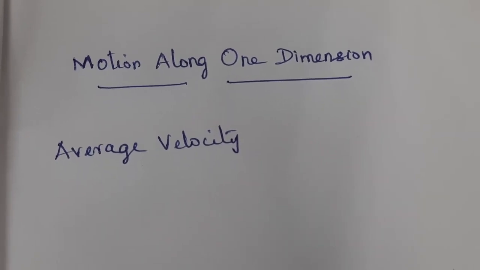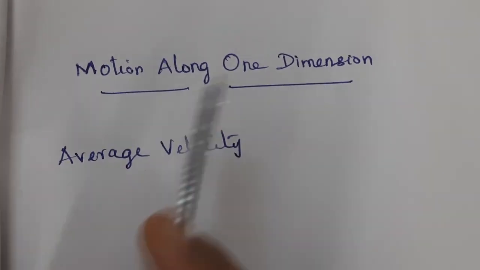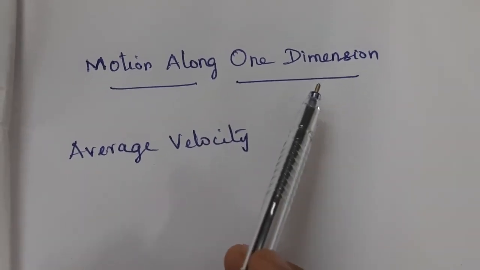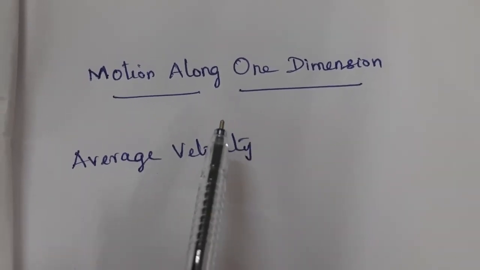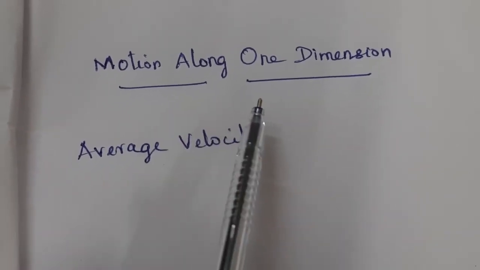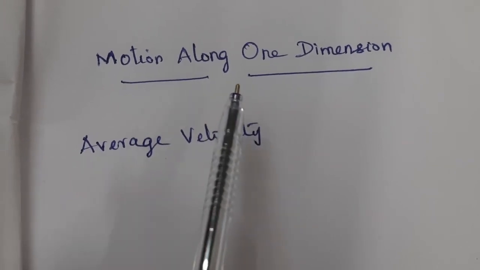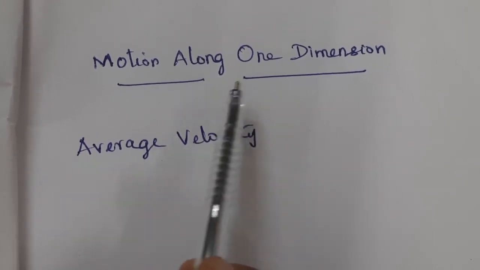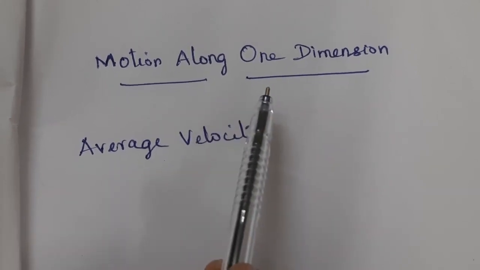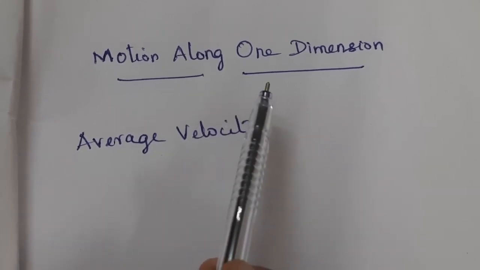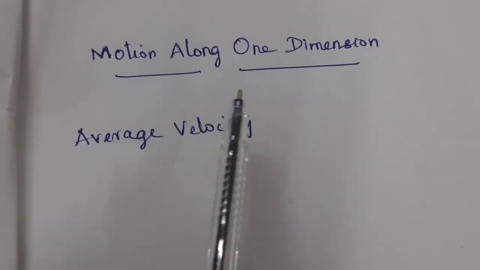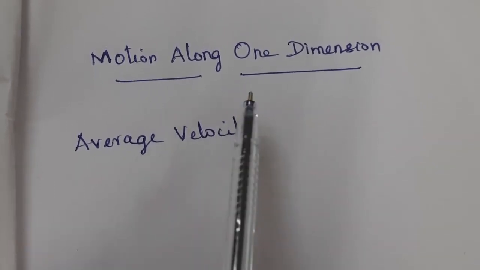Today I am going to teach motion along one dimension. Already we learned motion in one dimension, two dimensions, three dimensions. What is motion in one dimension? One dimensional motion is the motion of a particle moving along a straight line, or we can say rectilinear motion or linear motion. That is, only one of the three rectangular coordinates is specifying the position of the object, either x-axis or y-axis or z-axis. That is one dimension.